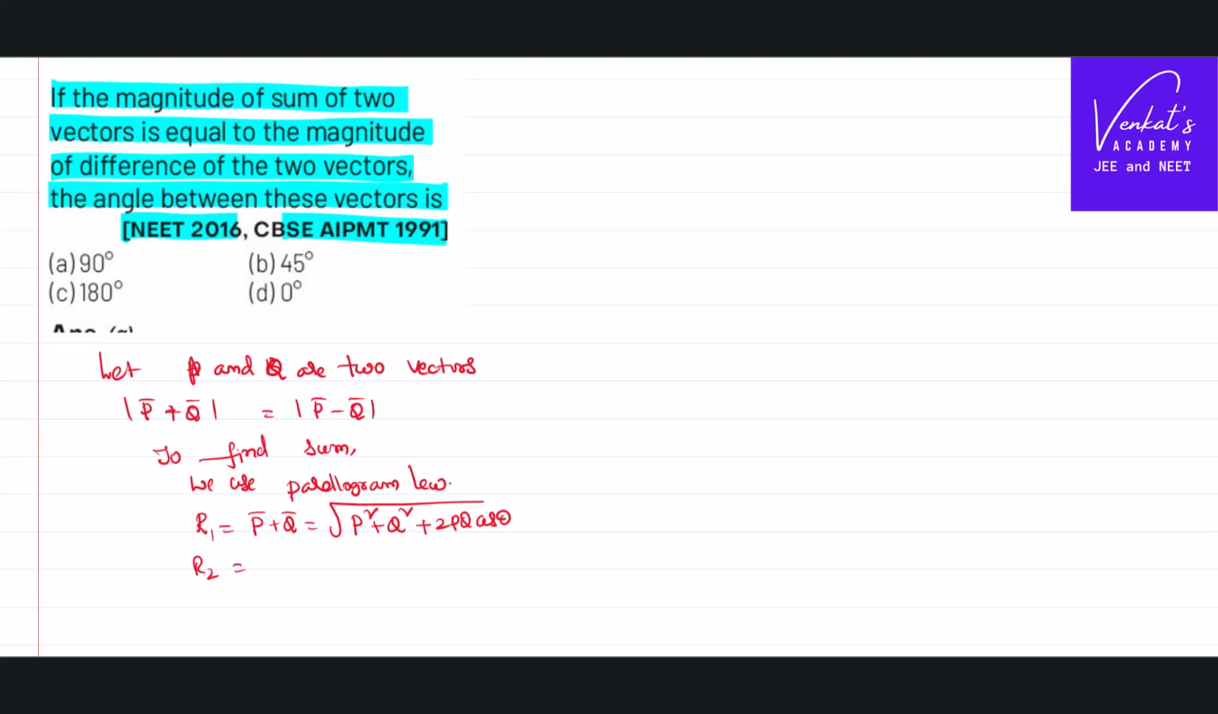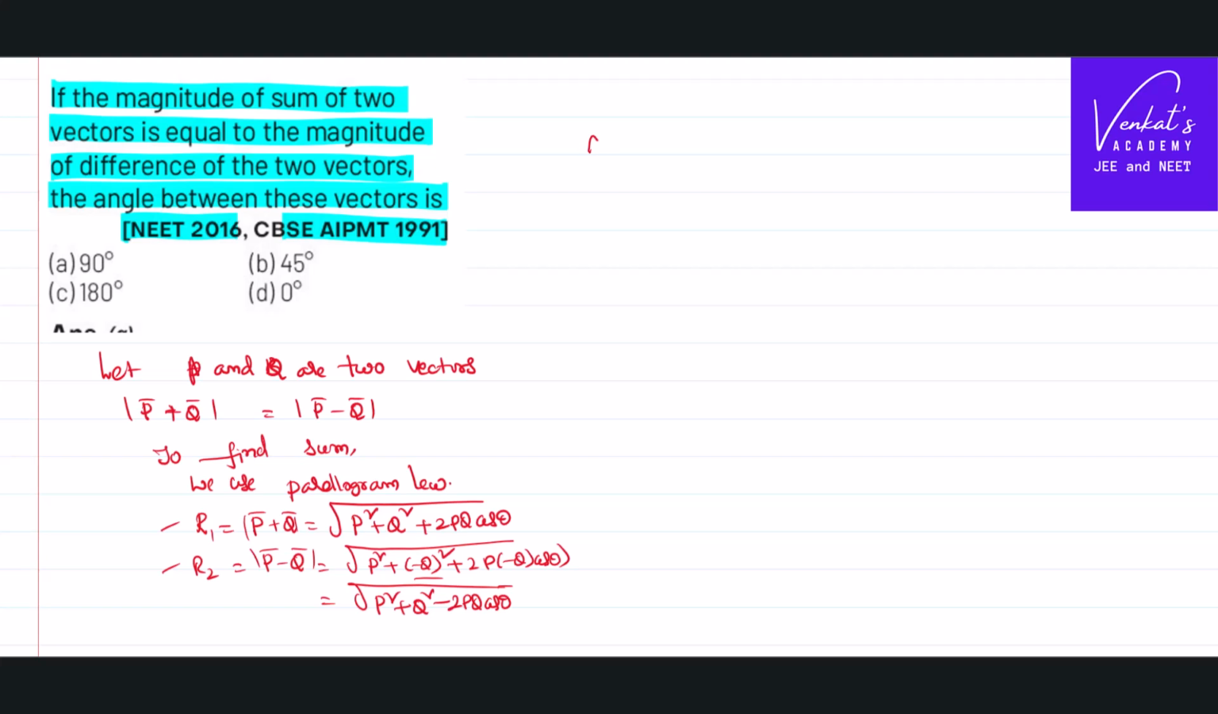The resultant when the two vectors are in the opposite direction becomes P bar minus Q bar. Everything is the same except that in the place of Q we keep minus Q cos theta. So it becomes root of P square plus Q square minus 2PQ cos theta. Now it is being said that these two are equal. This is nothing but the magnitude of the two vectors using the parallelogram law.